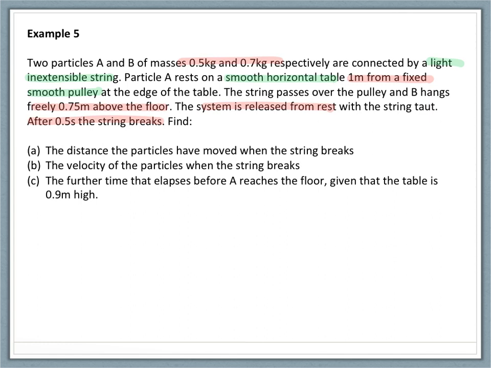Now we have 3 instructions here as to calculations we will need to complete. Find the distance the particles have moved when the string breaks, the velocity of the particles when the string breaks, the further time that elapses before A reaches the floor, given that the table is 0.9 metres high. So the first task, of course, is to draw a really clear diagram. So our table is going to look like this.